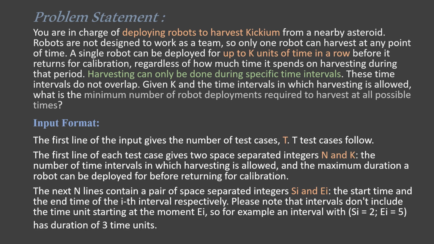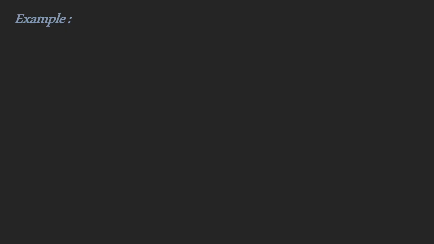Each harvesting interval has a starting and an ending time. We need to find the number of robots that need to be deployed to harvest metal at all possible harvesting time. The input is as mentioned. Let's look at an example.